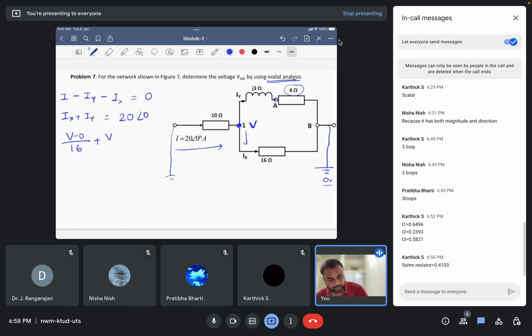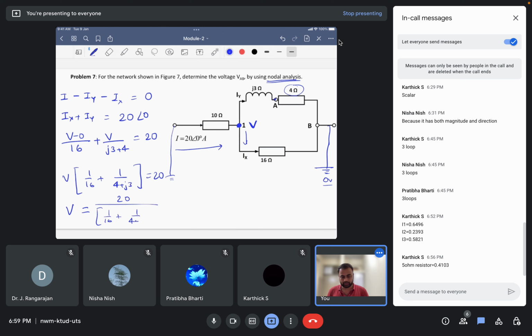similarly for the other branch, V upon 4 plus j3, is equal to 20. So let us take V common: 1 by 16 plus 1 by 4 plus j3, is equal to 20. You will simply get a value for V. Please find the value for V. Use the calculator and get the value for V. So V will be 20 divided by this term, 1 by 16 plus 1 by 4 plus j3.